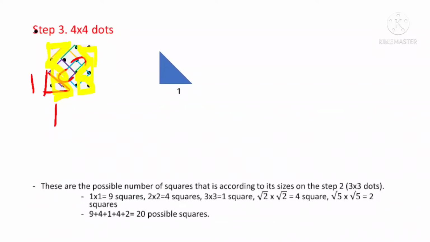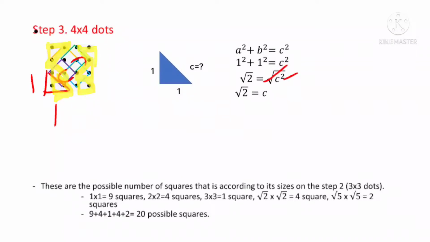So, 1 yan. So, C squared. So, parang same lang din kanina, diba? So, substitute natin yung formula. 1 squared plus 1 squared is equal to C squared. So, para makancel C squared, kailangan square root natin both sides. So, square root of 2 is equal to square root of C squared. Then, cancel natin yan. Kaya, natira na lang is square root of 2 is equal to C.